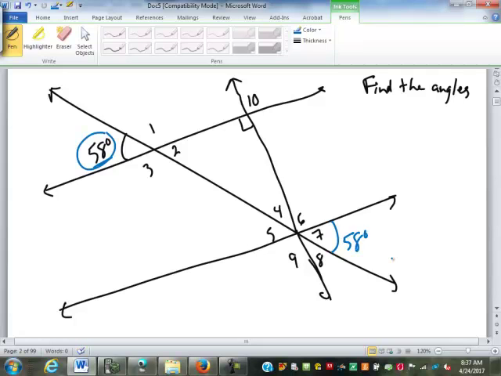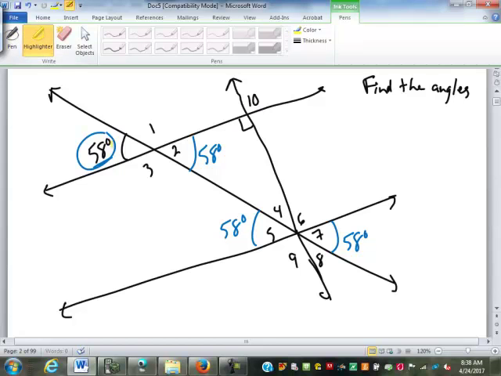Any others? 5. And finally, 2. Those angles have to be 58 degrees.